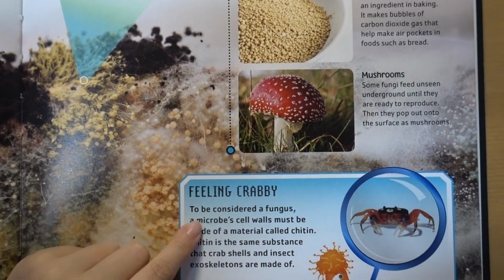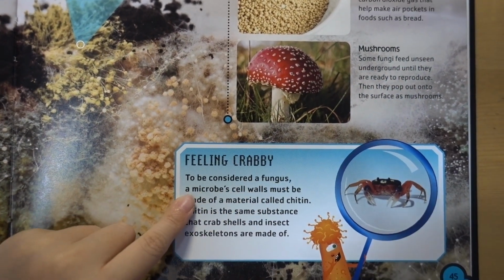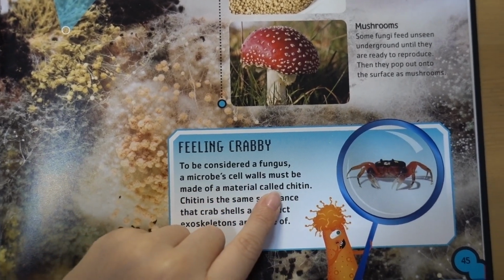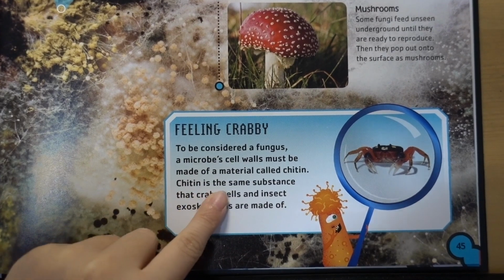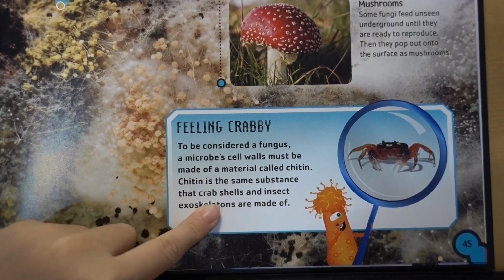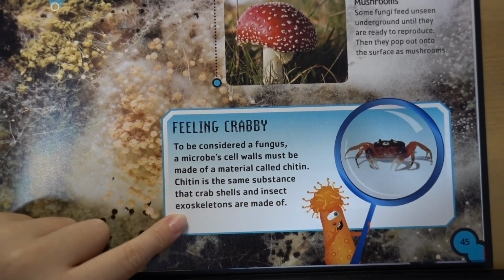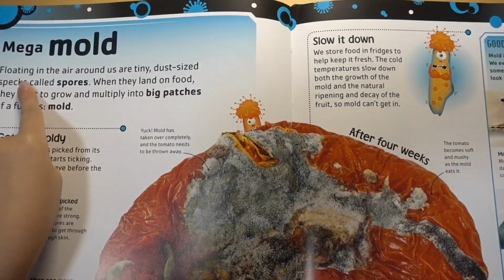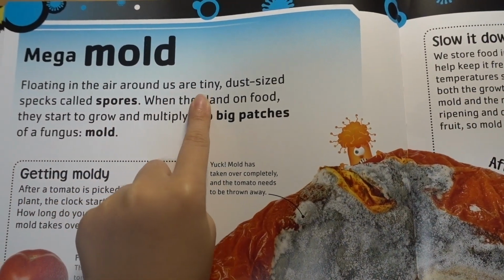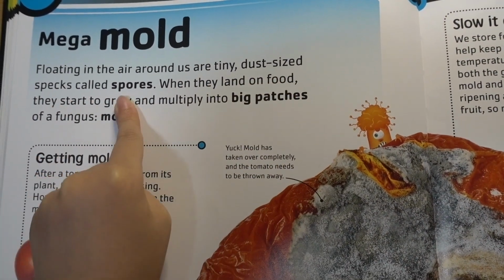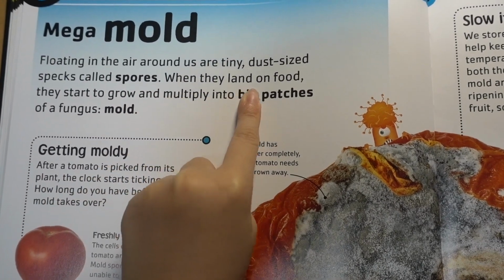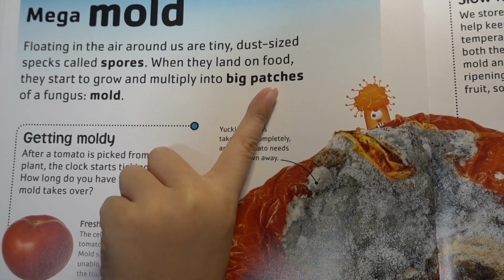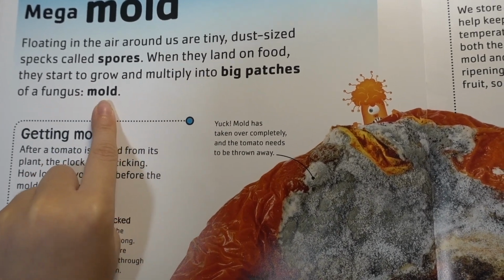Fungus chitin. To be considered a fungus, a microbe's cell walls must be made of a material called chitin. Chitin is the same substance that crab shells and insect exoskeletons are made of. Mega mold. Floating in the air around us are tiny dust-sized specks called spores. When they land on food, they start to grow and multiply into big patches of a fungus, mold.